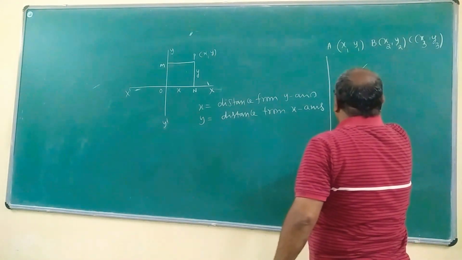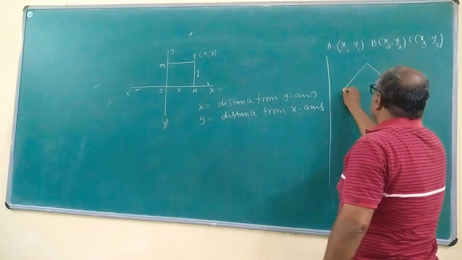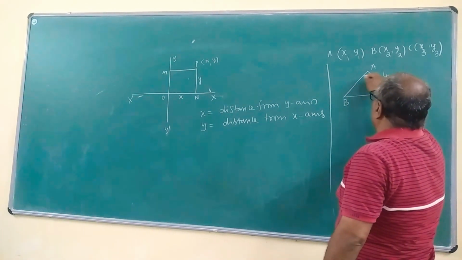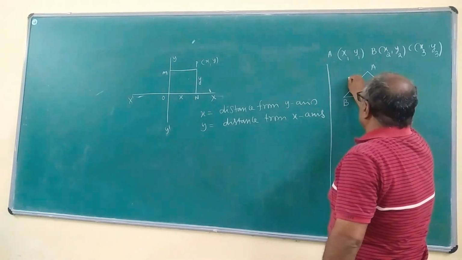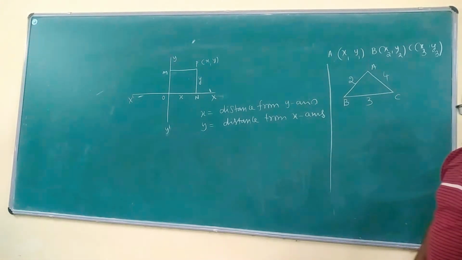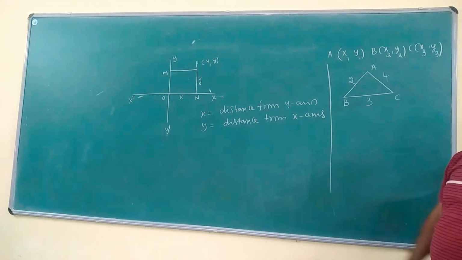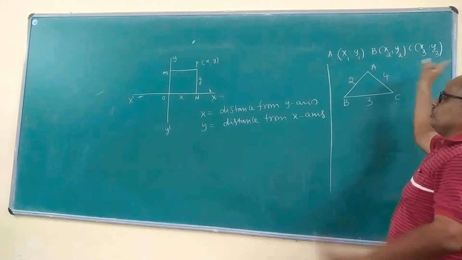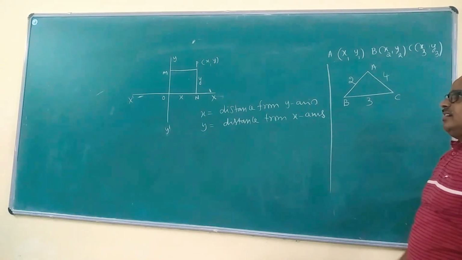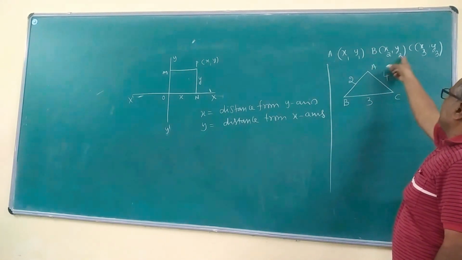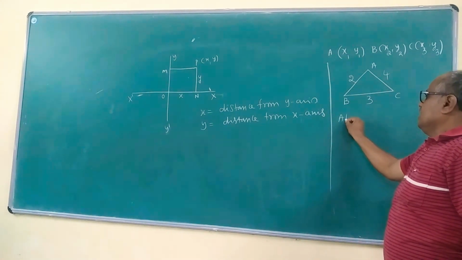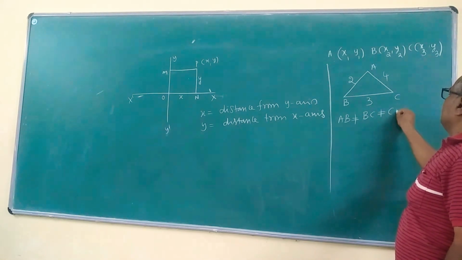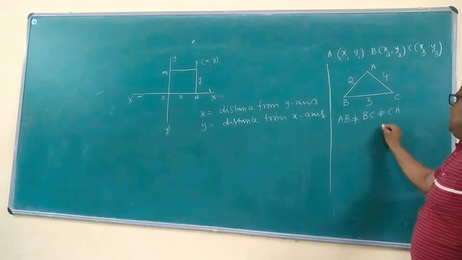Suppose this is a triangle ABC. Say this side is 4, this is 3, this is 2. Definitely it is a scalene triangle easily. But according to coordinates, how are we going to do that? If the given points are the vertices of a scalene triangle, the length of AB is not equal to the length of BC, not equal to the length of CA.